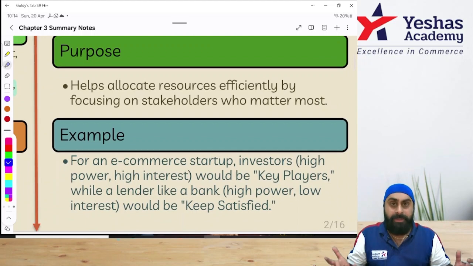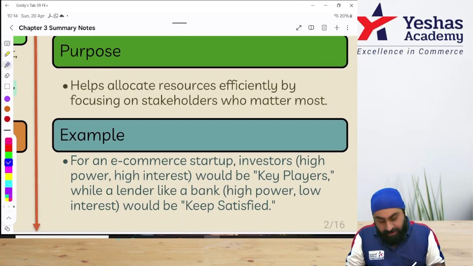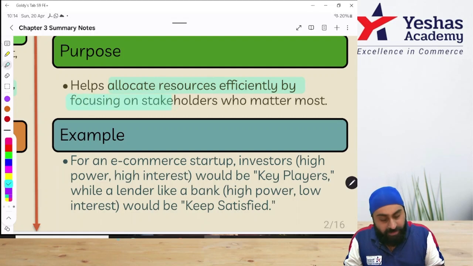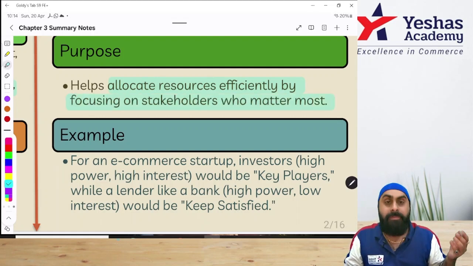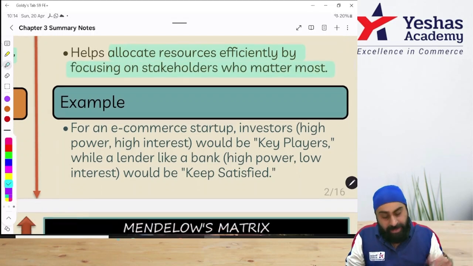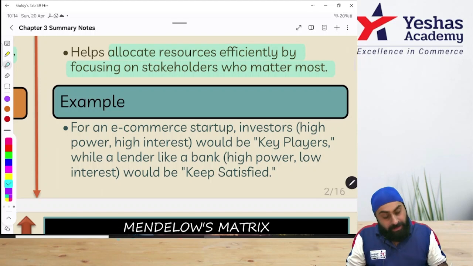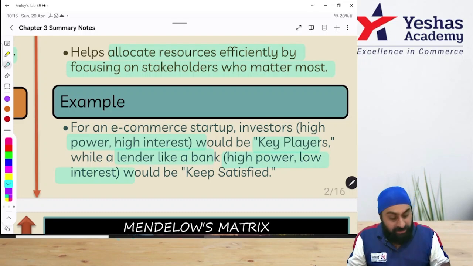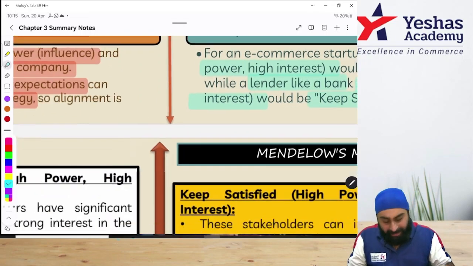So what is the purpose? The purpose is to allocate the resources effectively by focusing on stakeholders who matter most. Example, e-commerce startup investor, high power, high interest. He is a key player in the organization. While the lender of the bank is high power, but he is not interested in the business. So we need to keep them satisfied.